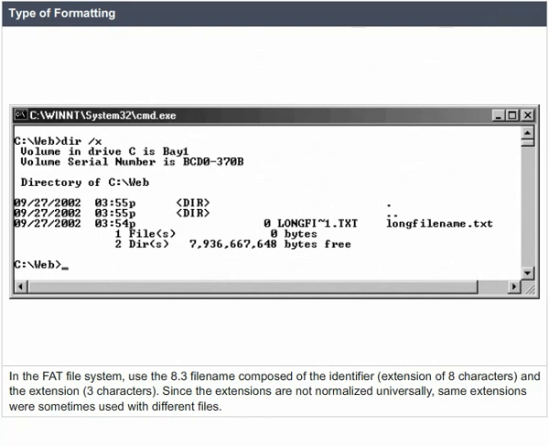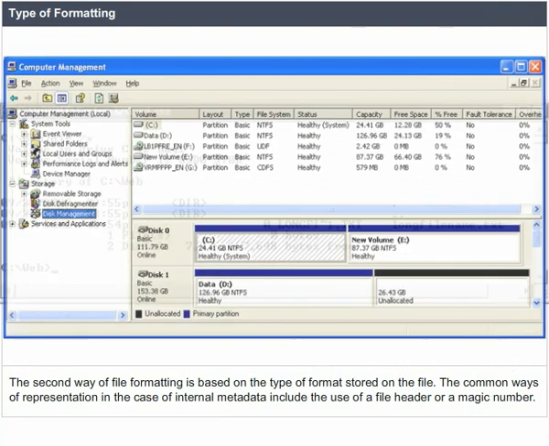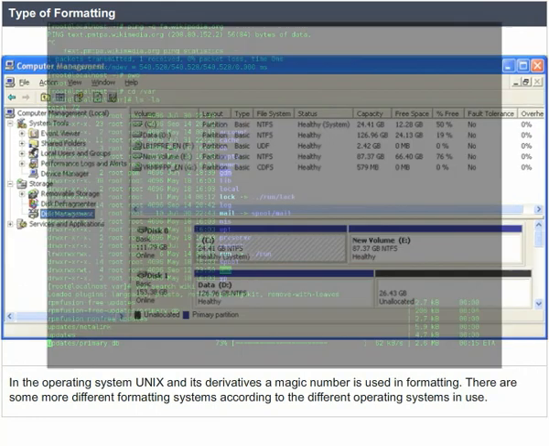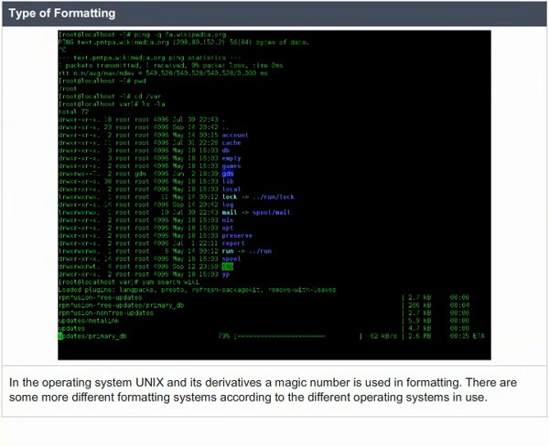The second way of file formatting is based on the type of format stored on the file. The common ways of representation in the case of internal metadata include the use of file header or a magic number. In the operating system, Unix, and its derivatives, a magic number is used in formatting. There are some more different types of formatting according to the different operating systems in use.